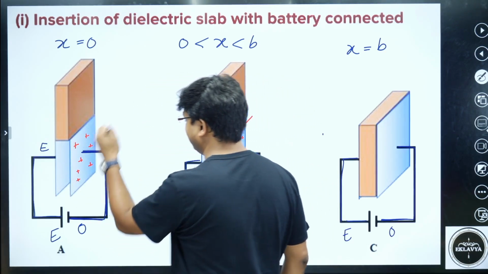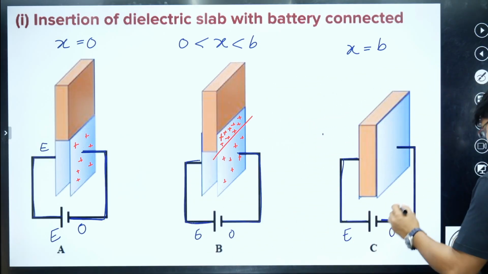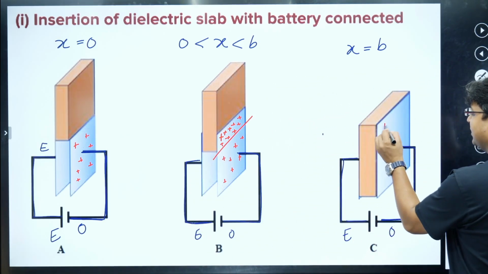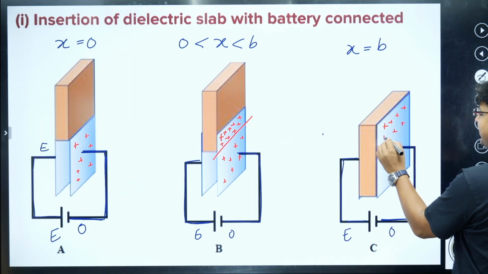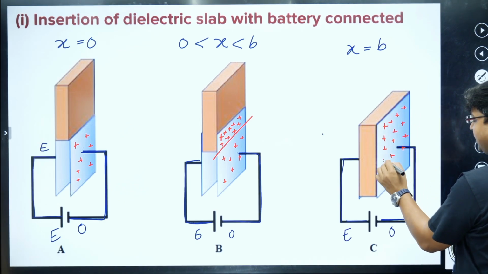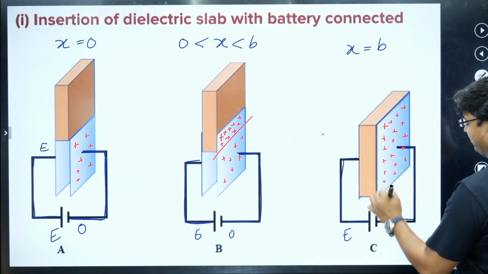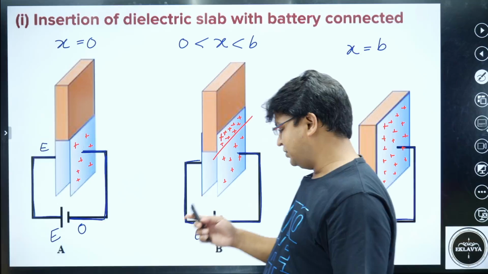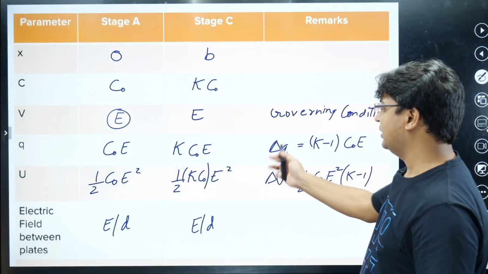Okay, as you started inserting it, the density began to increase. When you have completely inserted it, the density on the entire plate will increase, and it will again become uniform. So all these values will happen.